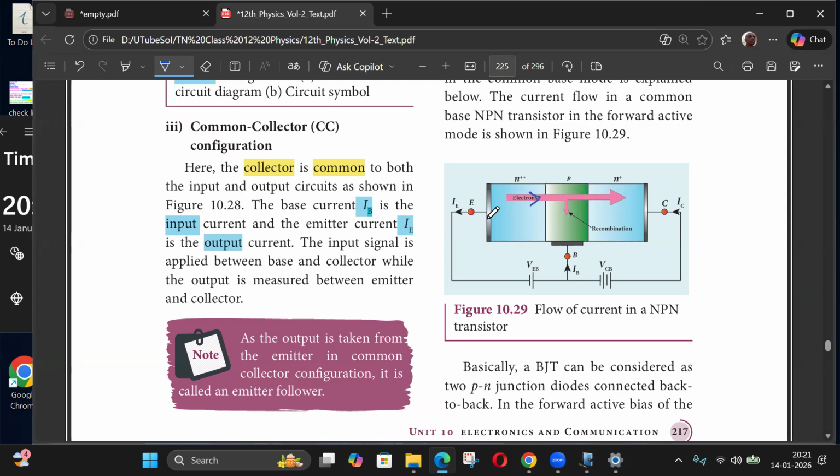Holes will flow in this direction, but here the hole is a minority carrier, because hole is only the majority carrier in the P region. Most current will come from majority carriers, so electrons will give the maximum current here. A large number of electrons will flow here, and a few electrons will flow in this direction because of the geometry.